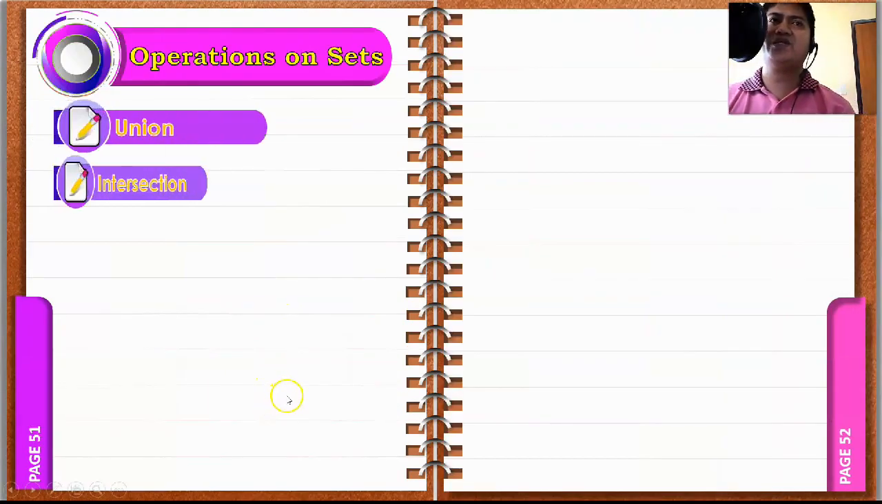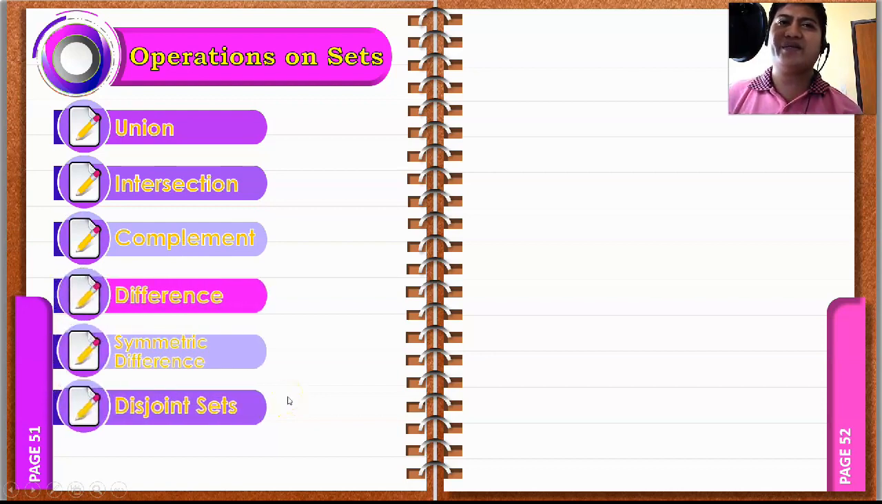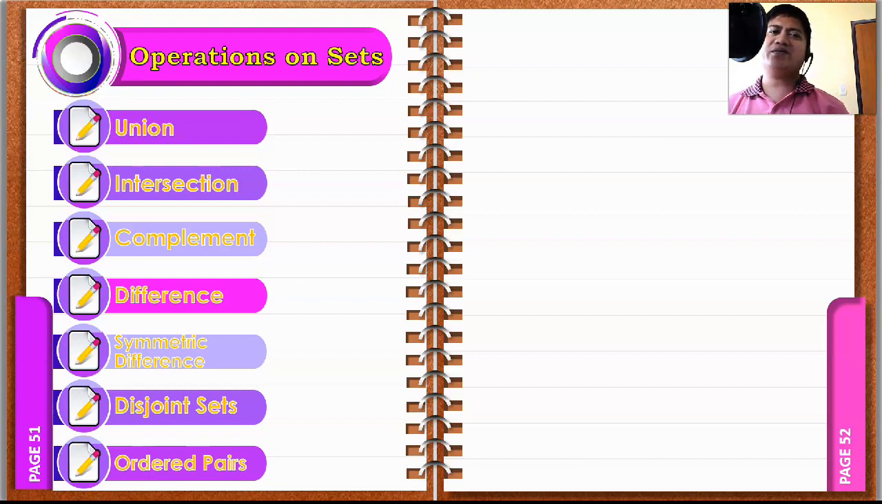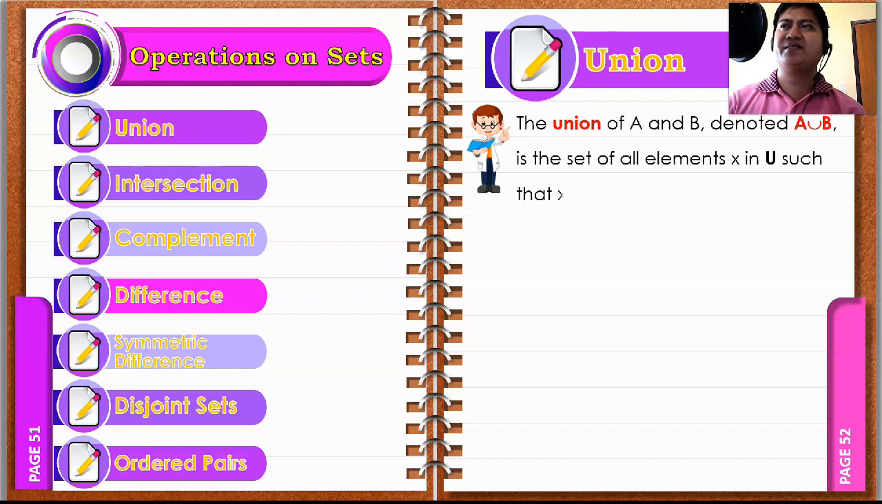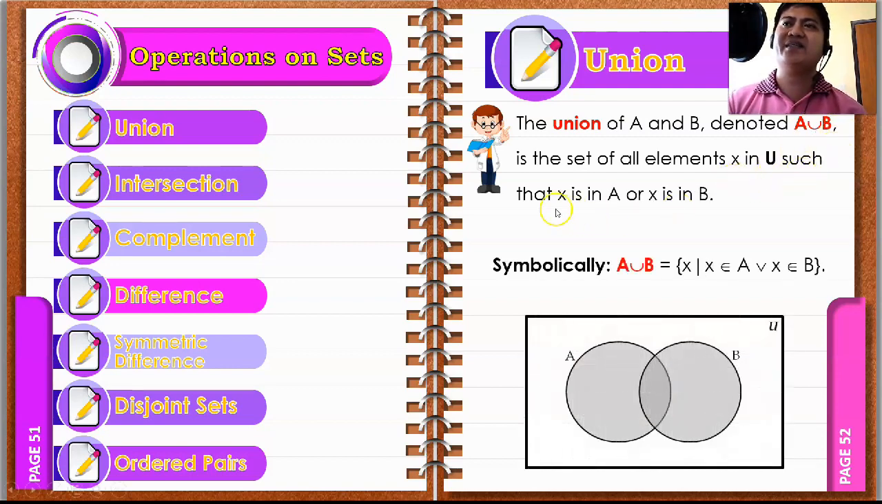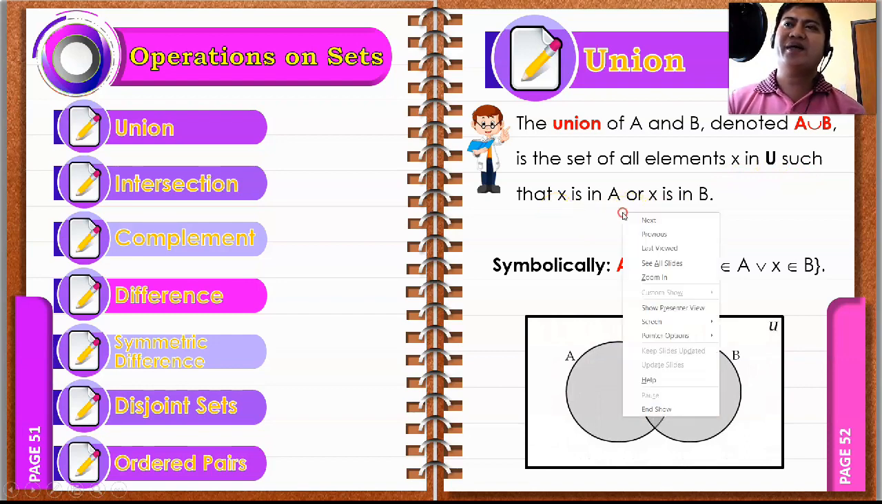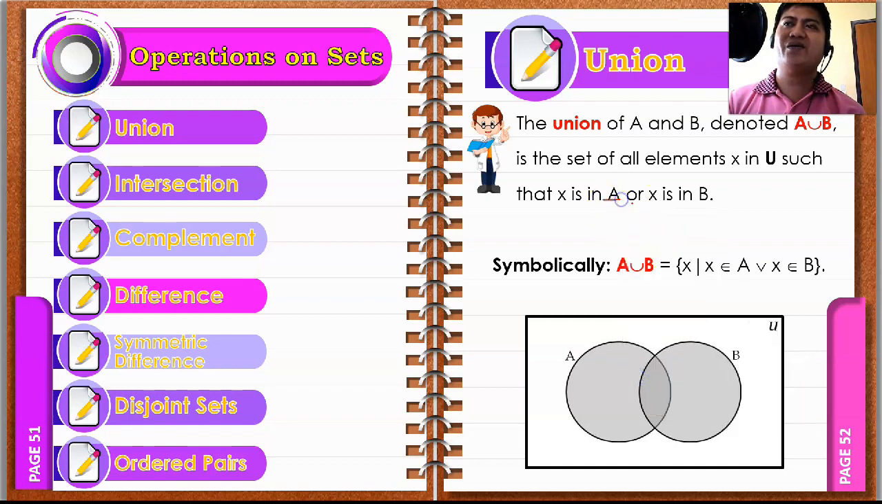Operations on sets, we have the union, intersection, complement, difference, symmetric difference, and disjoint sets, and also the ordered pairs. So for the union, the union of set A and B, denoted by this symbol, is the set of all elements X in the universal set such that X is in A or X is in B. So either X is in A or X is in B. So in symbol, A union B is equal to the set of all X such that X is an element of A or X is an element of B.